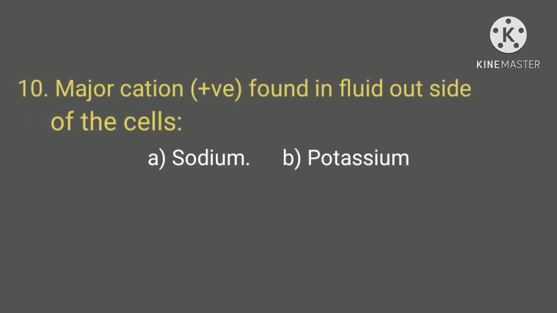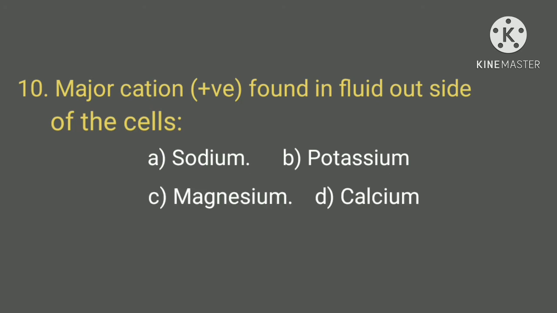Tenth question. Major cation found in the fluid outside of the cell? A. Sodium, B. Potassium, C. Magnesium, D. Calcium. Answer is option A. Sodium.